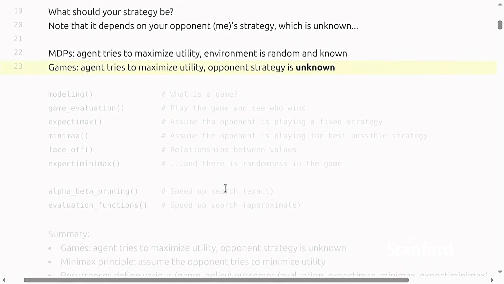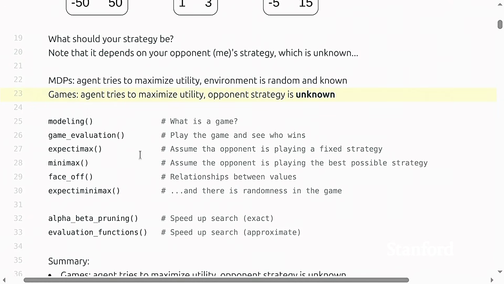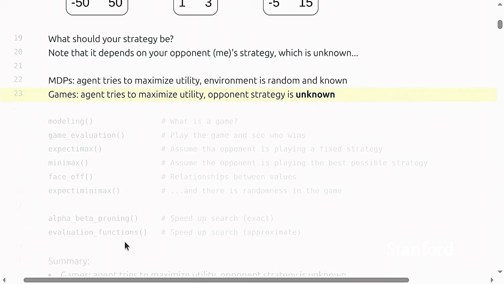Okay, so here is the roadmap for today. We're going to talk about modeling for a while. What's a game? We're going to see how we play a game and what the notion of game value is. And then we're going to look at a bunch of different recurrences that are going to help us understand the optimal values and optimal policies. And then the last part of the lecture will be about how we speed things up, either exactly or approximately.